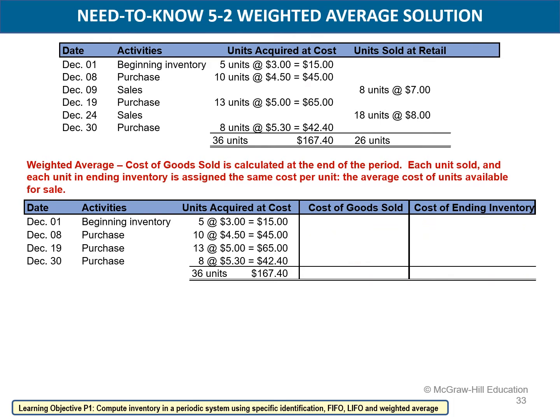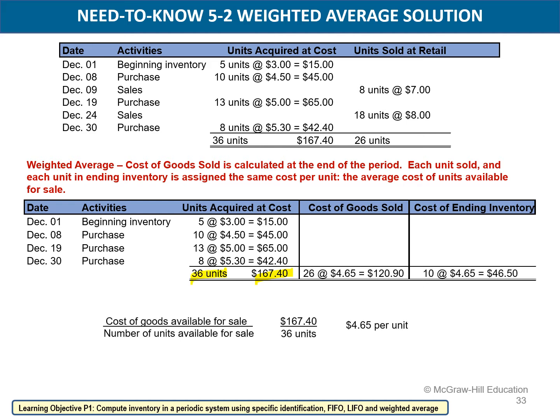All right, and then under weighted average, cost of goods sold is calculated at the end of the period. So each unit sold and each unit in ending inventory is assigned the same cost per unit. So if we take $167.40 divided by 36 units, it's an average cost of $4.65 per unit. So you have 26 units in your cost of goods sold at $4.65 or $120, and you have 10 units left in your ending inventory at $4.65 or $46.50. Okay?